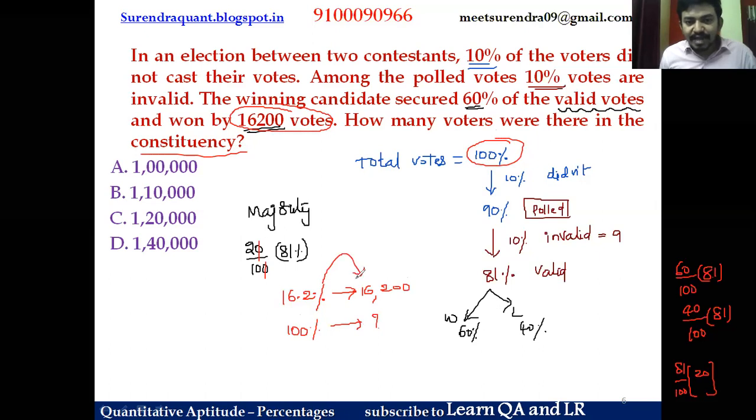Friends, this is 1,000 times. So this should be 1,000 times. So 100 into 1,000 is 1 lakh voters in the constituency. So option A makes sense.